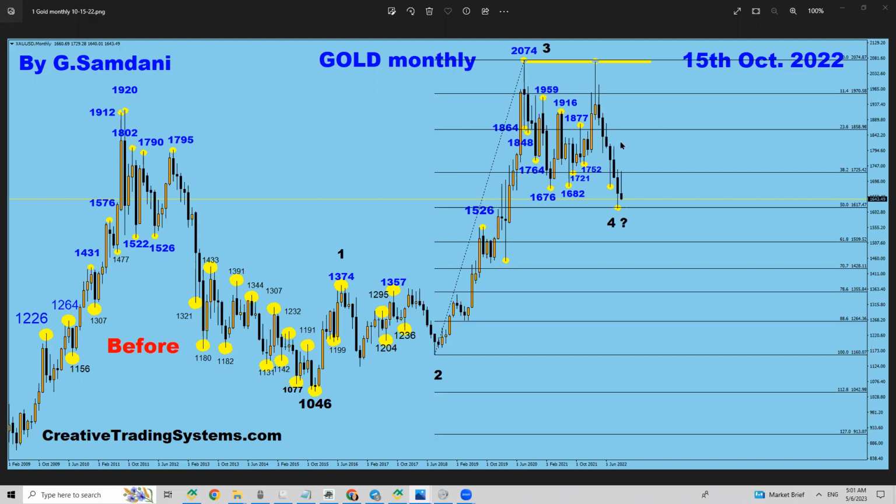So let's get started here. I'm going to take you back a little bit. This is the monthly chart. I'm tracking this also on the monthly and weekly and smaller time frames. So monthly chart, let's take a look at that one.